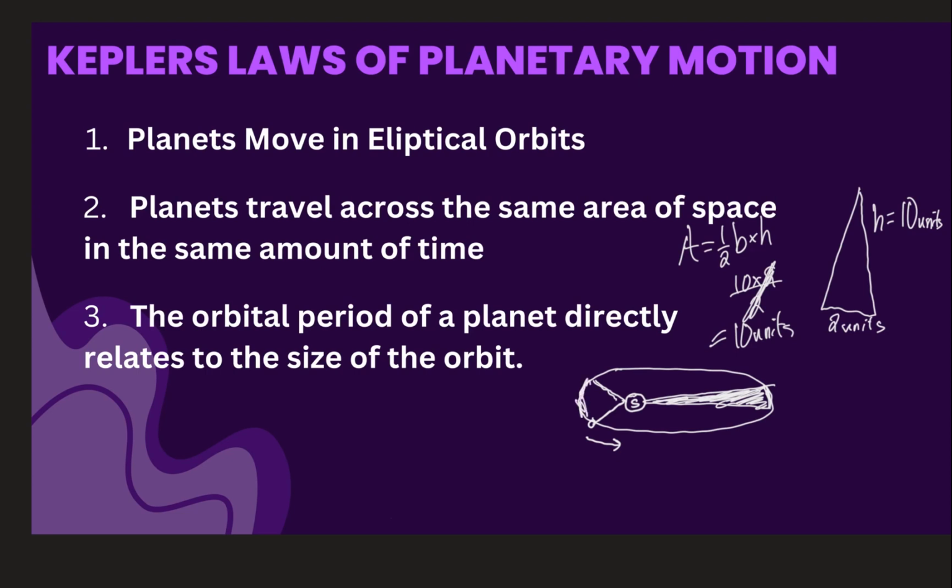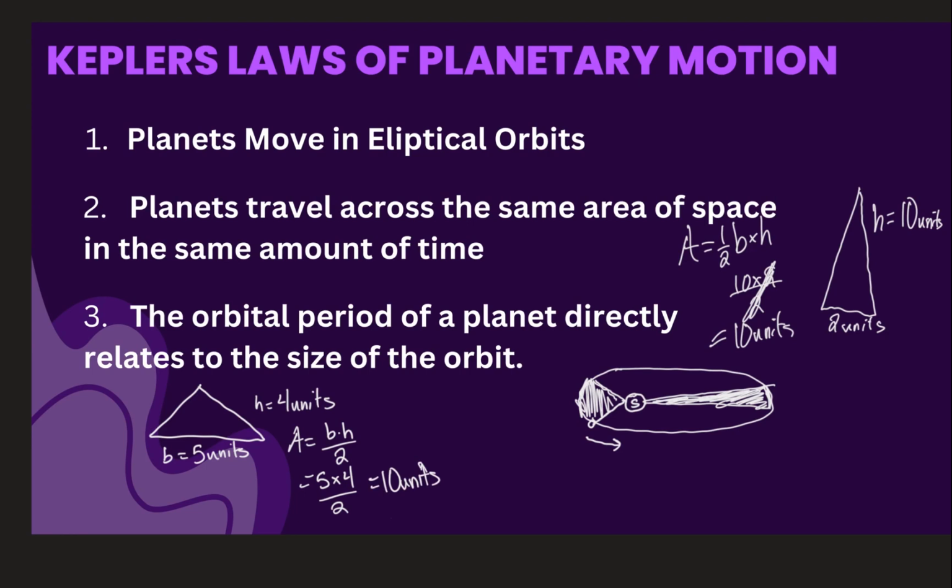It becomes more obvious that this is arc-shaped here, but we can do the same math. Let's say that this short, wide triangle has a height equal to 4 units and a base equal to 5 units. Well, area equals base times height over 2, which equals 5 times 4 over 2. 5 times 4 is 20, and 20 divided by 2 equals 10. This has the exact same area.